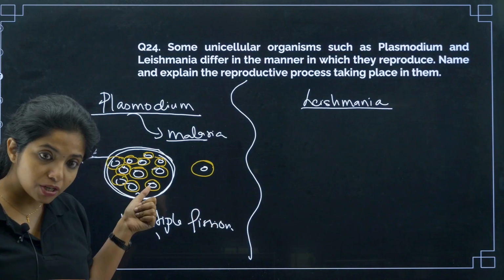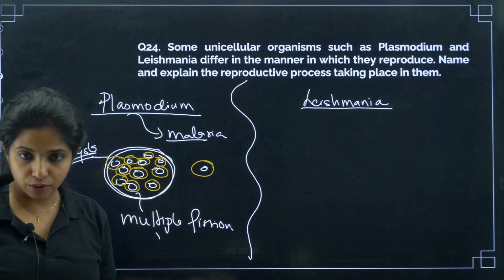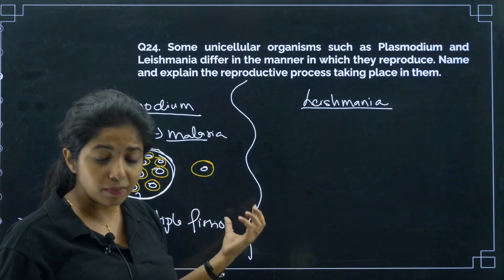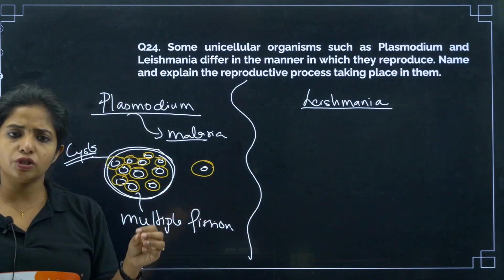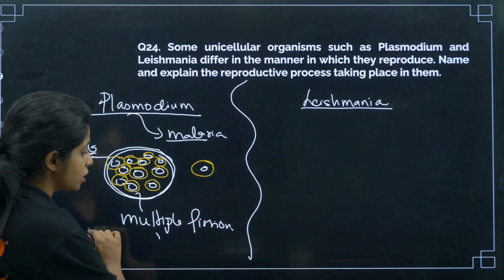So your nuclear division is there and after that the cytoplasm divides and gets covered to each of them and then they come out when the cyst is broken down. This happens in the case of Plasmodium. This is a mode of asexual reproduction where there is no fusion of gametes and things like that. They are naturally dividing. So that is asexual reproduction, but this is known as multiple fission.